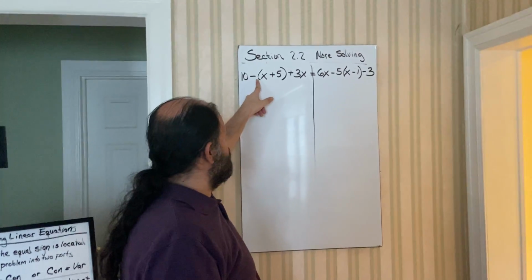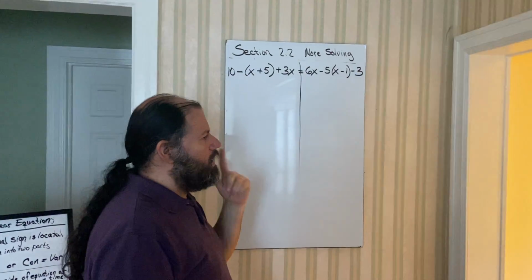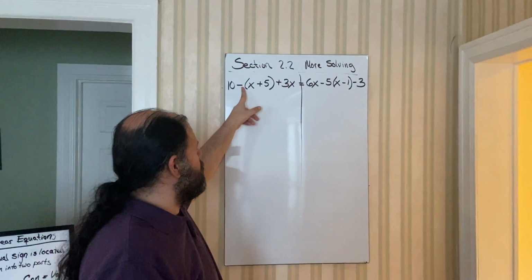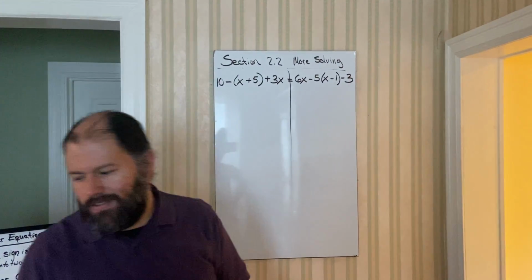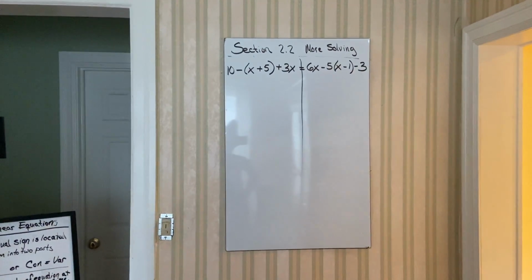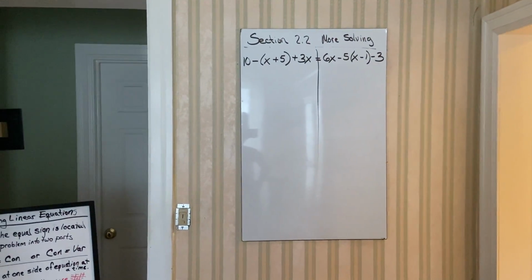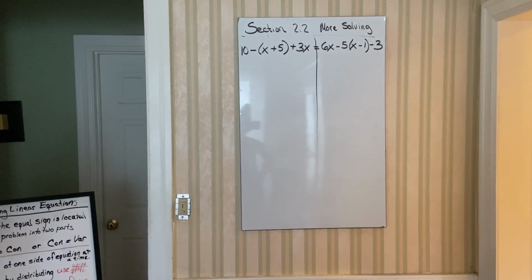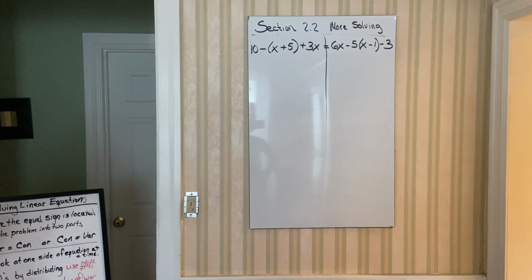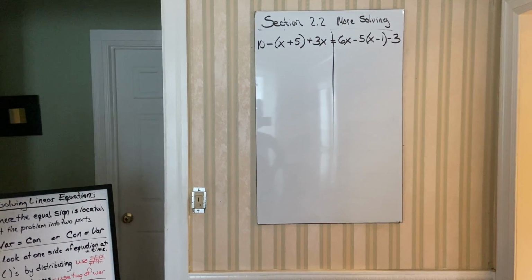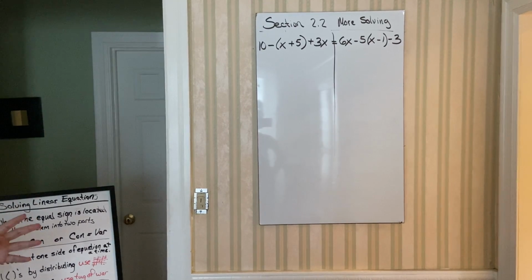So notice, usually the last two problems there was a number in front of the parentheses. But notice there's not a number in front of the parentheses. So some of you might be saying, yeah, there's a number in front, there's a 10. No, what's directly in front of the parentheses? A subtraction sign, not a number.